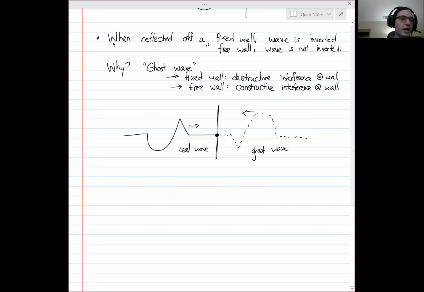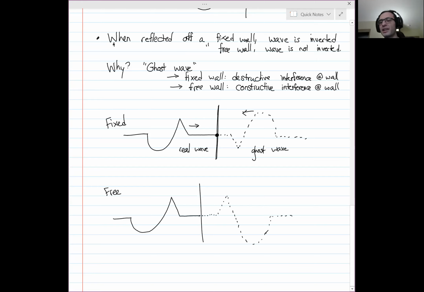Similarly, for a free wall, if we have the same waveform, we know that we have to have constructive interference at the boundary. So in order to have constructive interference, you have to duplicate the wave, and it can't be inverted. So when this comes in, they will add up, and they will double in height and so on. But eventually, the ghost wave will pass through, and it will be not inverted.